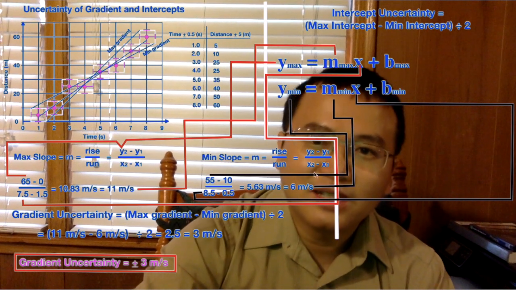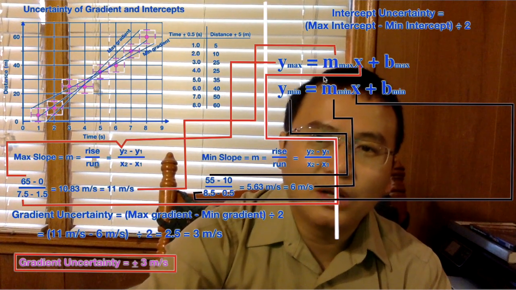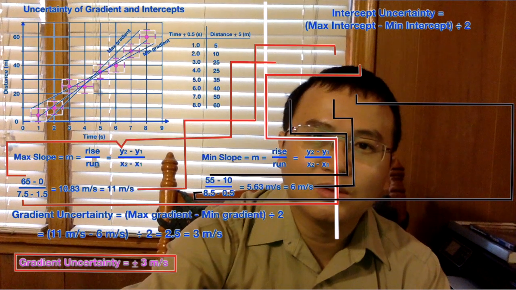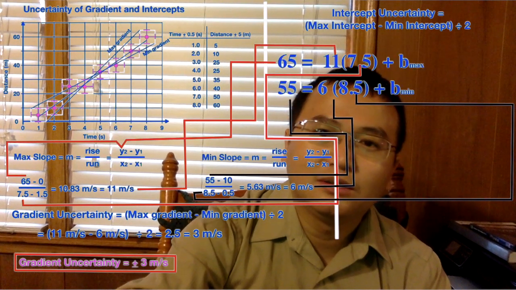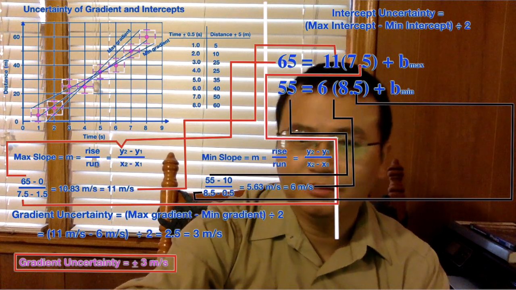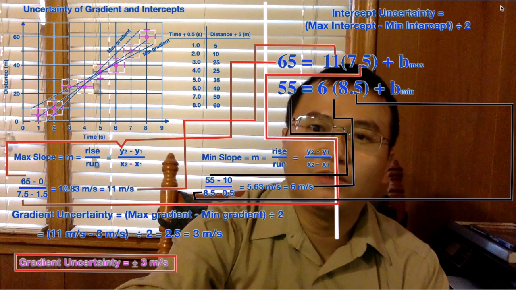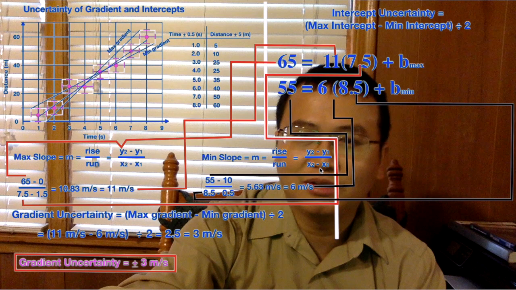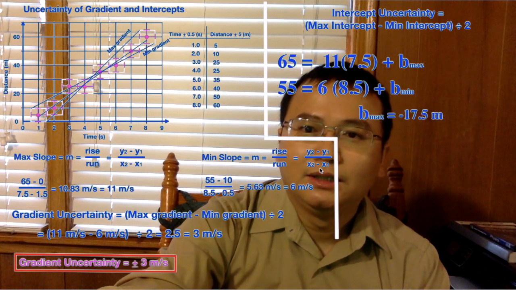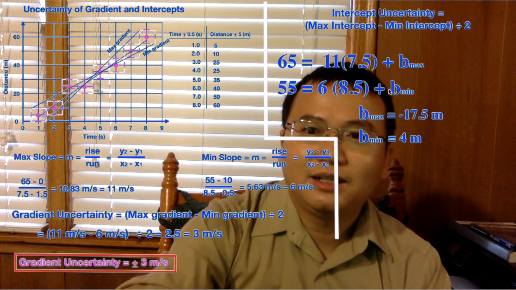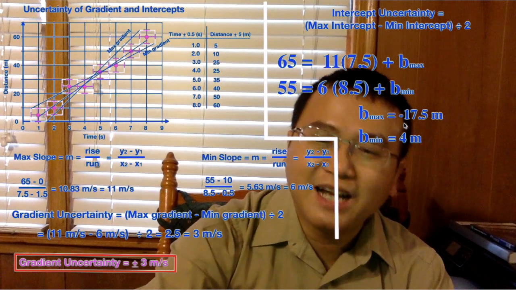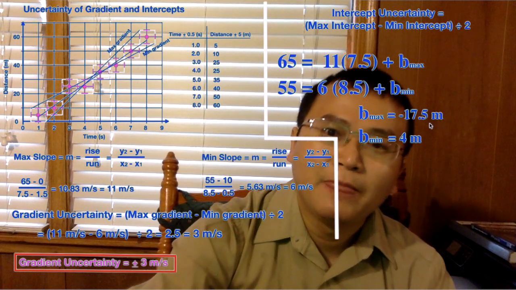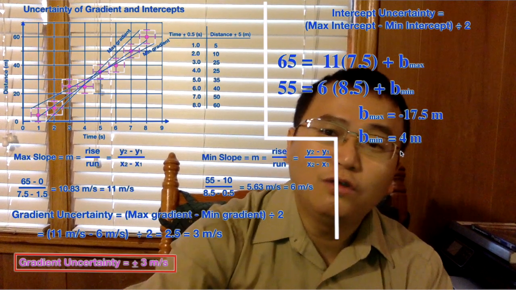As you can see, you have one equation and one unknown for each of these, so it's easy to solve. I just plug in the numbers like that. Now we just need to solve for b max and b min. Hopefully you know how to do that. So b max, just move this over, and that gets you minus 17.5 meters. And then b min is equal to 4 meters.